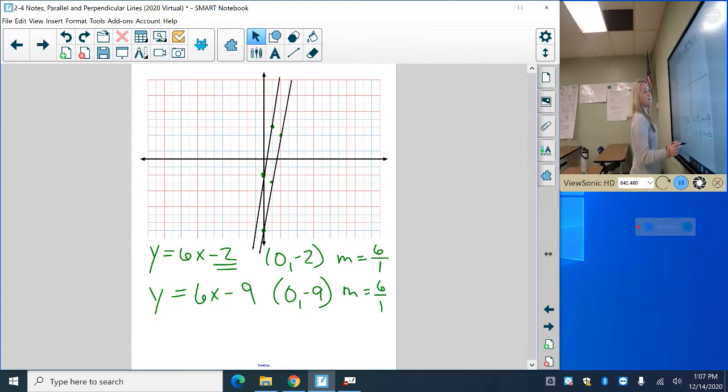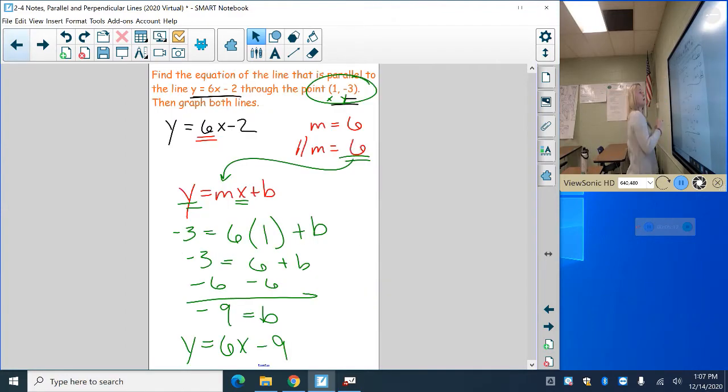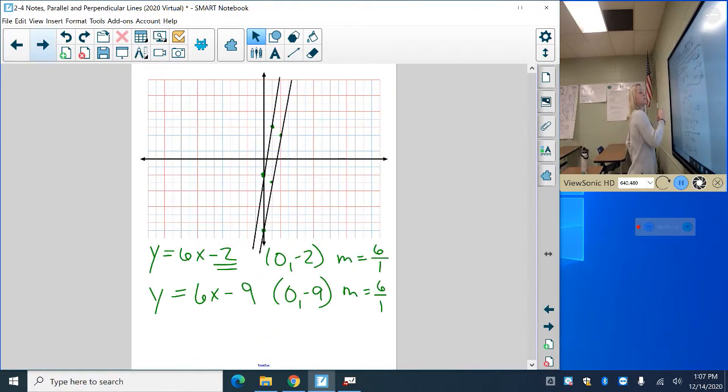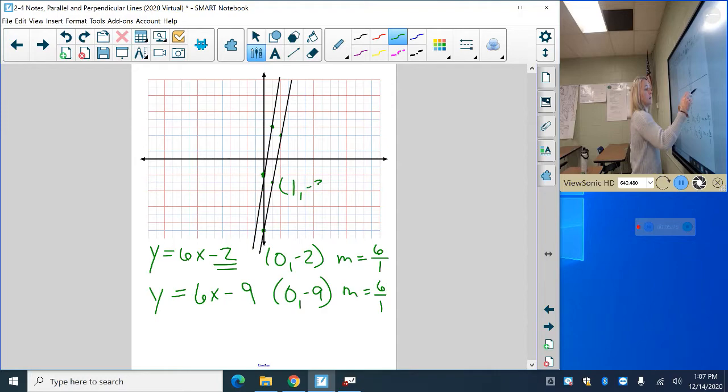And I have my parallel lines. Now, does it go through the point that we were looking for? Go through the point 1, -3? Well, let's look. 1, 1, 2, 3. Yes, it does. Right there's my point 1, -3. So I made a line parallel to this one that goes through the point 1, -3.